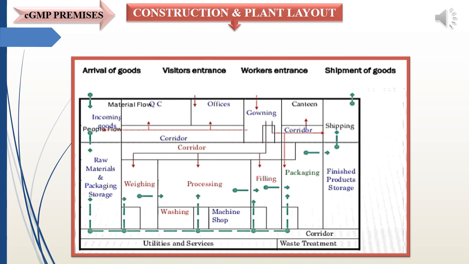Coming to construction and plant layout for a pharmaceutical industry. It is according to current good manufacturing practices for premises. So the layout given in the picture represents the concept of design that is based on people, material and process flow. Accordingly the layout is fixed. You can observe how it is designed for construction. Okay.